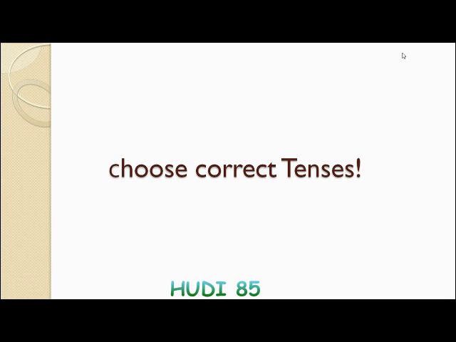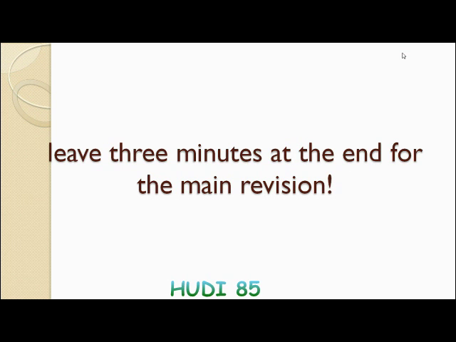Choose correct tenses. To help with your tenses when you're writing, remember that you're writing in the present about something that happened in the past, has happened recently, is true now, or is happening now, will happen in the future, or you would like to happen in the future. Leave at least 3 minutes at the end to check your writing, check your spelling, punctuation, and grammar.